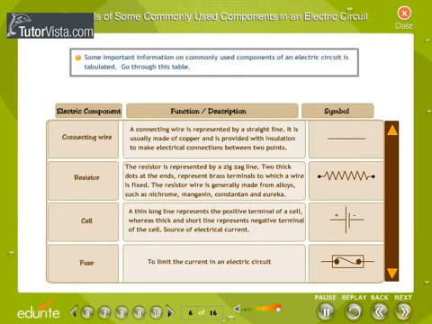Symbols of some commonly used components in an electric circuit. Some important information on commonly used components of an electric circuit is tabulated. Go through this table.